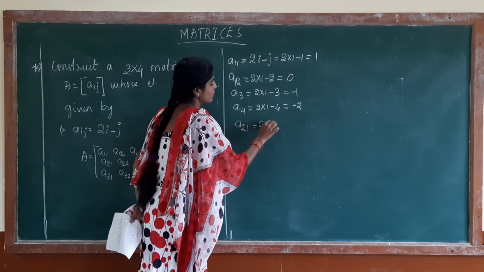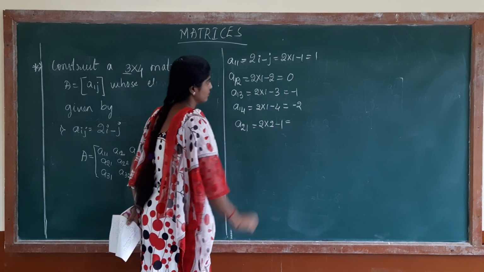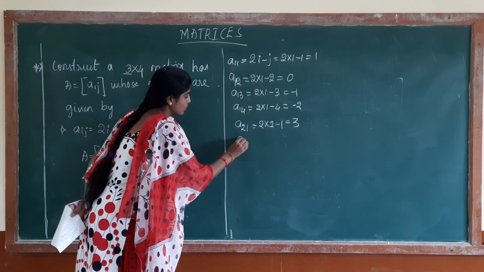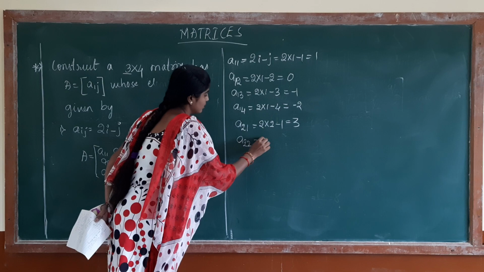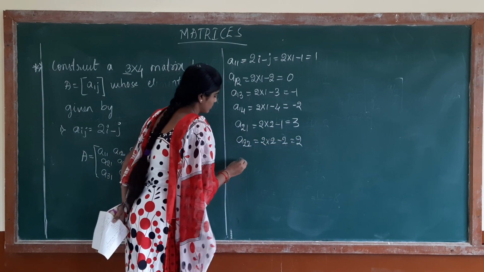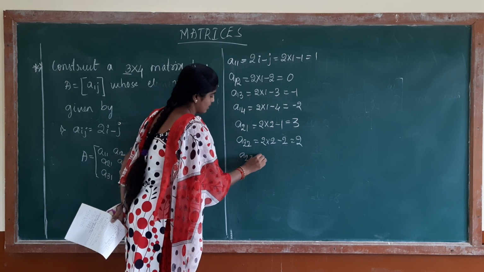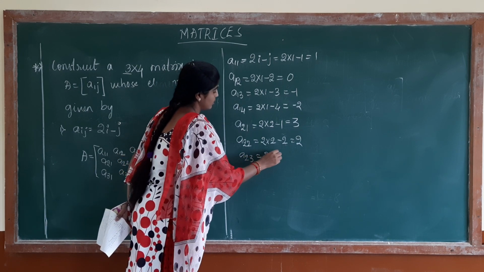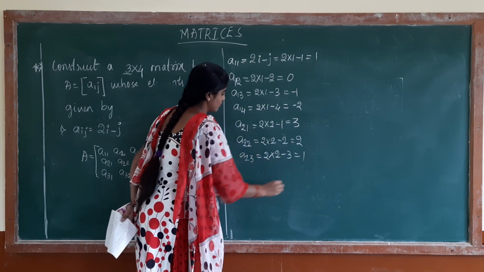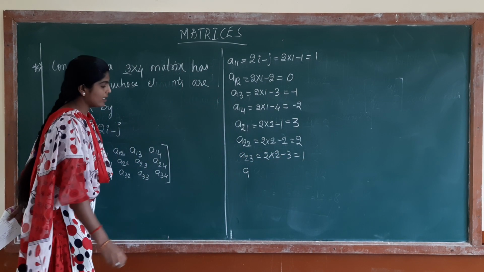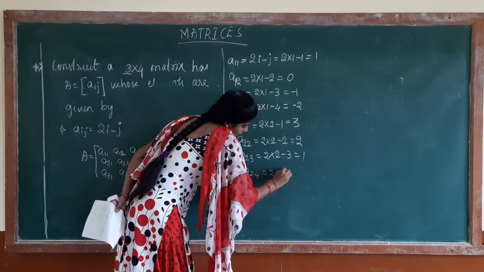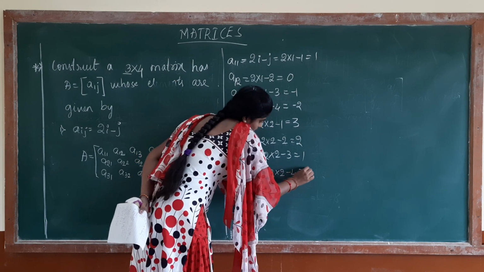Similarly A21, it is 2 into 2 minus 1, so it is 3. Similarly A22, 2 into 2 minus 2 is 2. Again A23, 2 into 2 minus 3 is 1. Next A24, that is 2 into 2 minus 4, that is equal to 0.